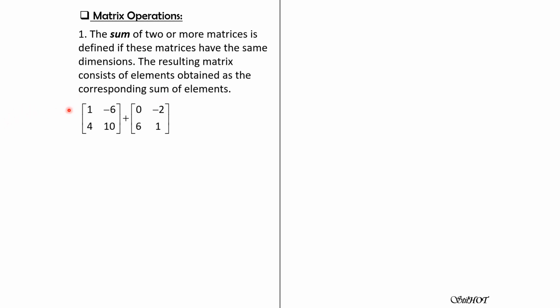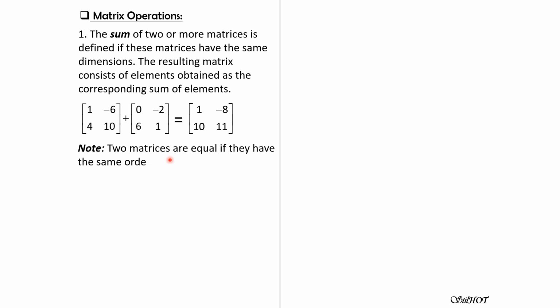So 1 plus 0 is 1, negative 8, then here it's 10, then 11. So 2 by 2, and that's the sum. We note that two matrices are equal if they have the same order and equal corresponding elements.